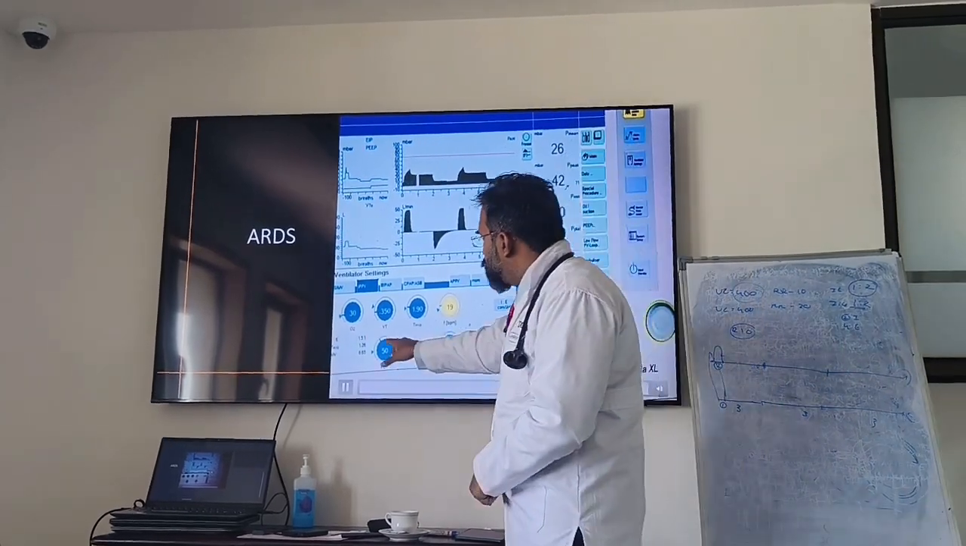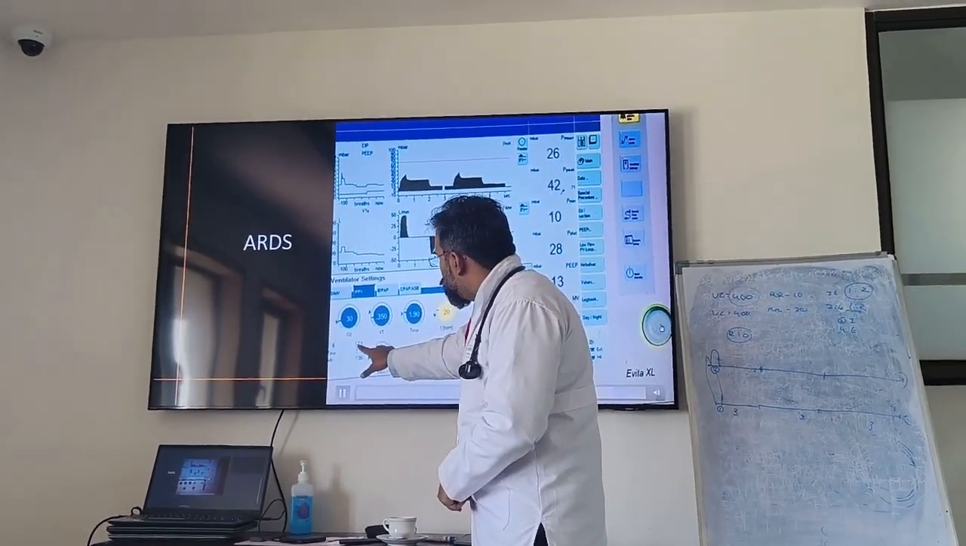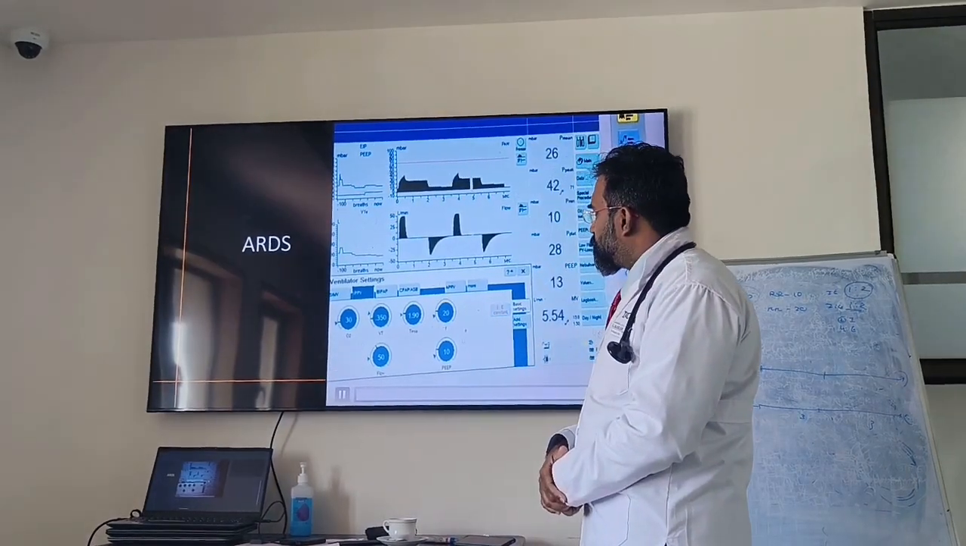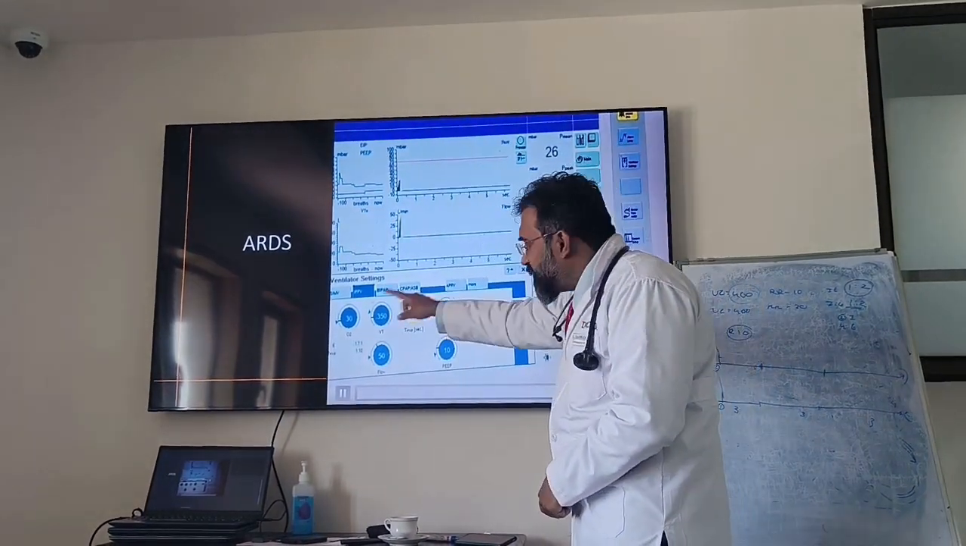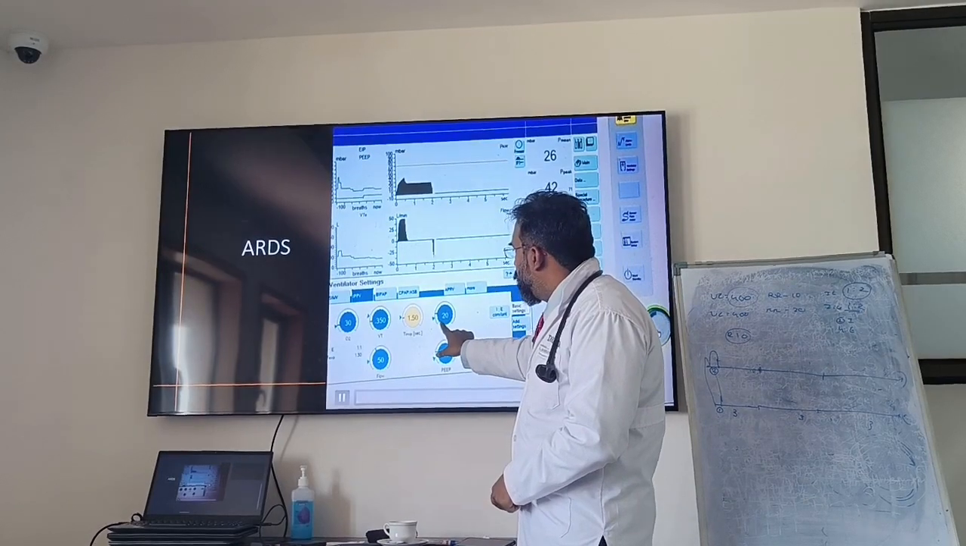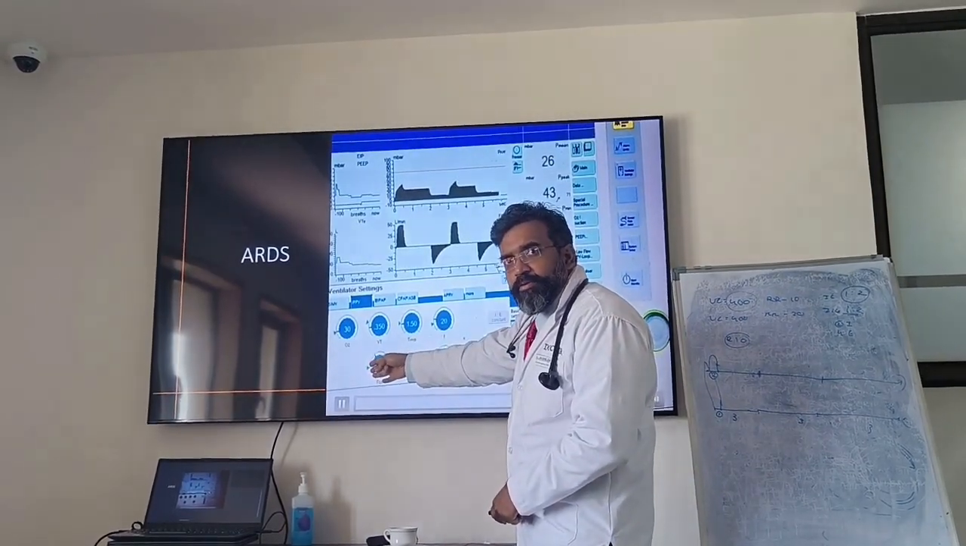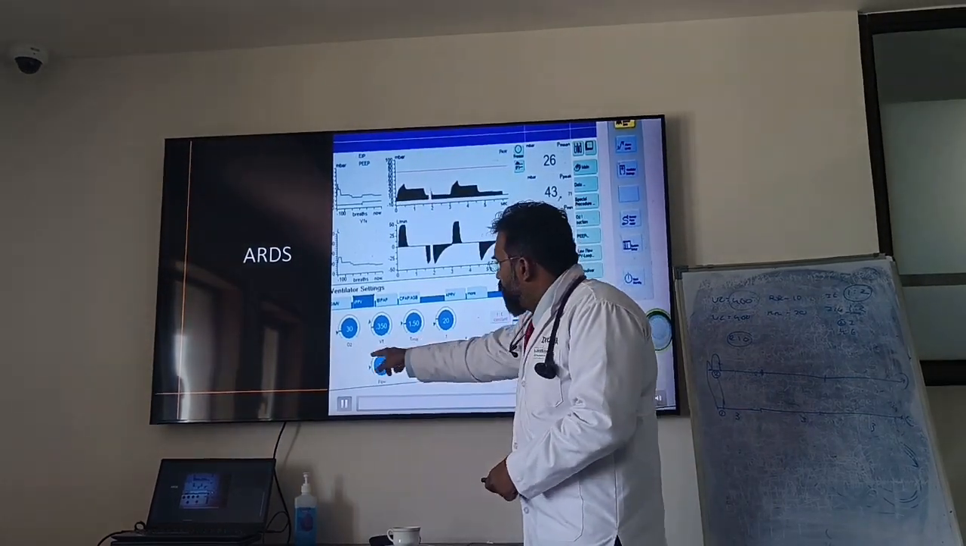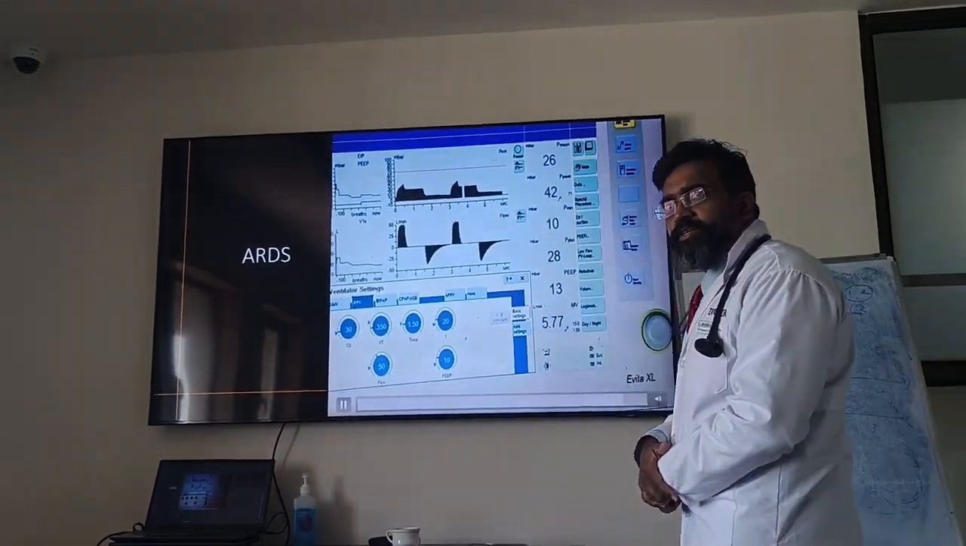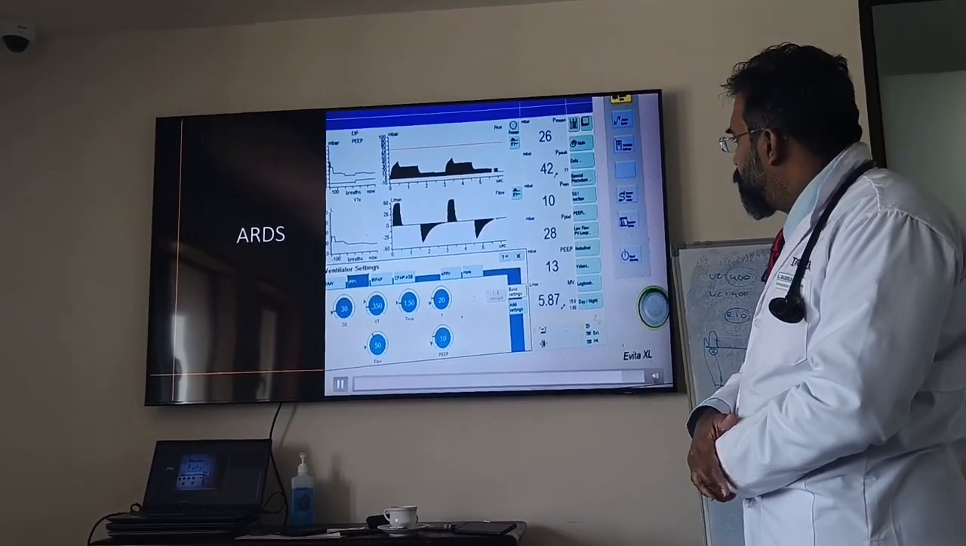Okay, so it has become 1:7 now. See what has happened? When I change the RR, I need to change that back. I just changed it from 16 to 18 and it became 1:1.7, inverse. So I have to go back here to change that back. To understand, I just changed two breaths, isn't it?